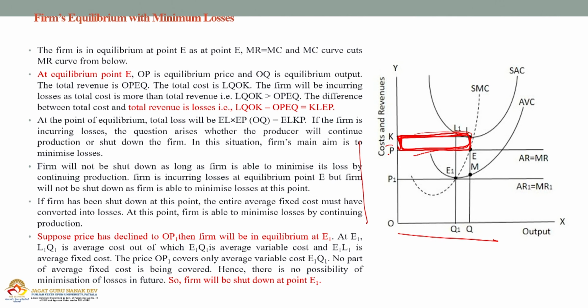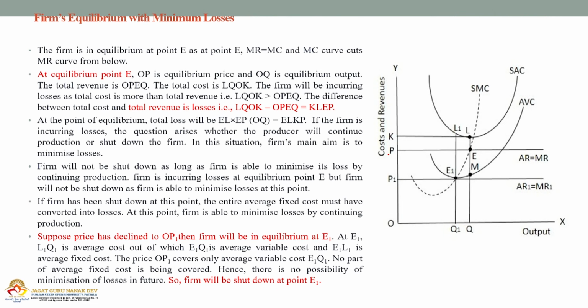So coming to this point, see, the firm will not be shut down as long as the firm is able to minimize its losses by continuing production. The firm is incurring losses at equilibrium point E, but the firm will not be shut down as the firm is able to minimize losses at this point. If the firm has to be shut down at this point, as I told you earlier, the entire average cost would have to convert into losses. At this point, the firm is able to minimize losses by continuing production.